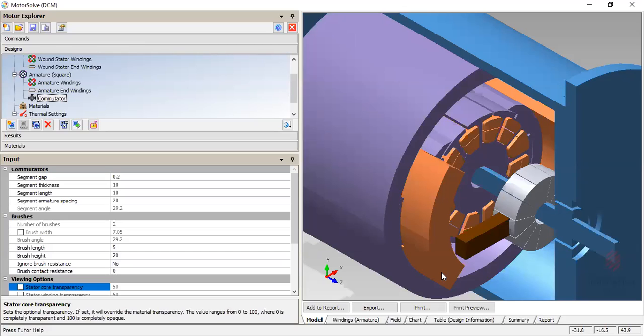The thing we want to remember here is that the number of commutator segments used depends upon the number of slots in the rotor, or the armature. And the number of brushes depends upon the number of poles. So these two points are important and major parts of the machine.